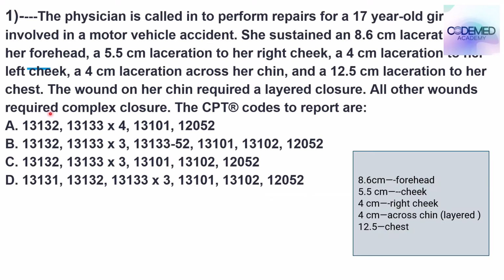Now the next question is: the physician is called in to perform the repair for a 17-year-old girl involved in a motor vehicle accident. She sustained an 8.6 centimeter laceration of her forehead, 5.5 centimeter laceration to her right cheek, 4 centimeter laceration to her left cheek, 4 centimeter laceration across her chin, and 12.5 centimeter laceration to the chest. The wound on her chin required a layered closure. All other wounds required a complex closure. The CPT code to report.